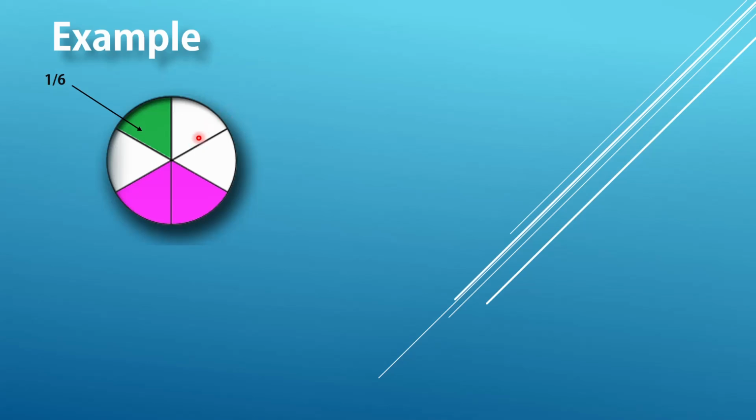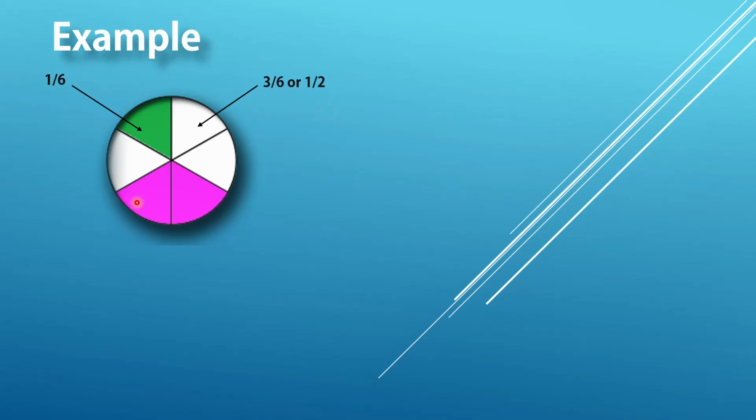Let's say it has been taken by a second person. How much has he taken? 3 by 6. 3 by 6 means we have 6 pieces, and he has taken 3, so we can write 3 by 6. Or if we divide it, 3 ones are 3 and 3 twos are 6, so 1 by 2 also we can say.